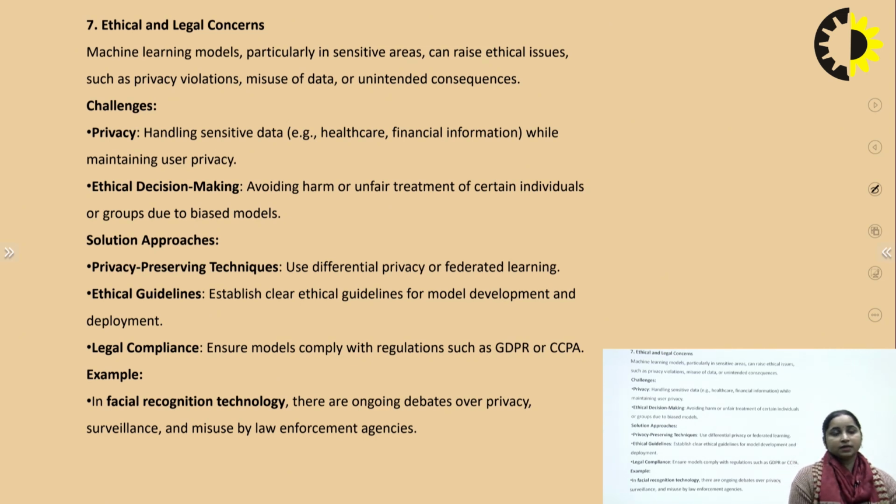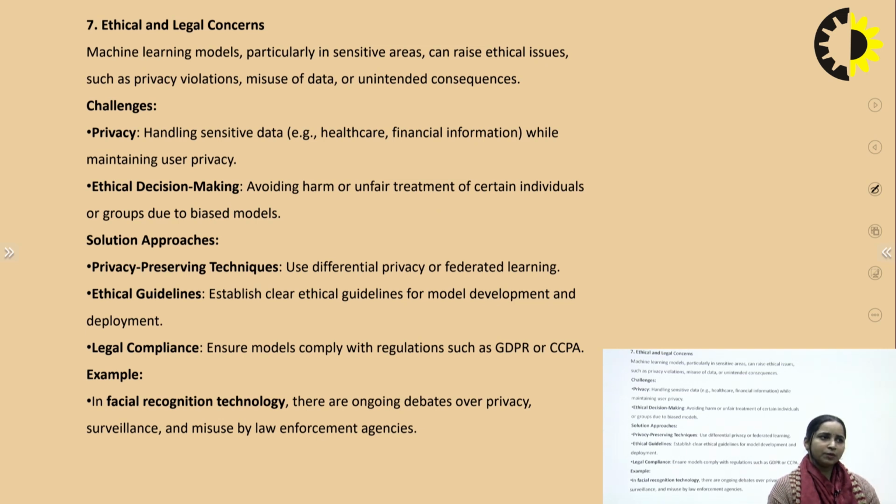Next, we can have ethical or legal concerns. Like in machine learning models, particularly in sensitive areas, can raise ethical issues such as privacy violations, misuse of data, or unintended consequences. So the challenge can be of the privacy, handling sensitive data, like as example we can say the healthcare or finance information, while maintaining the user privacy. And ethical decision making can be avoiding harm or unfair treatment of certain individuals or groups due to biased model.